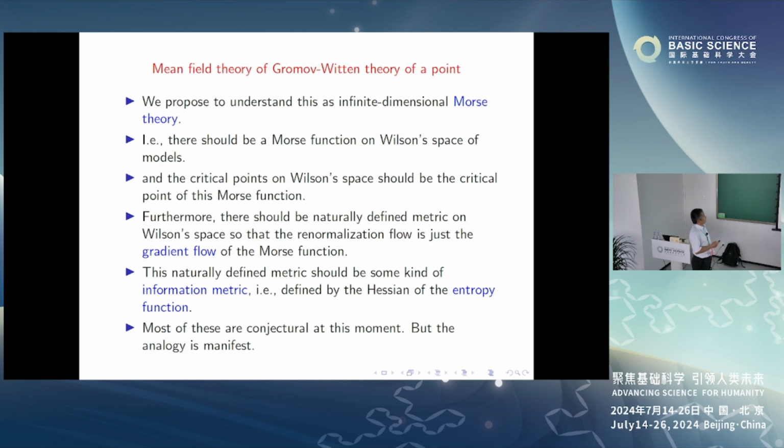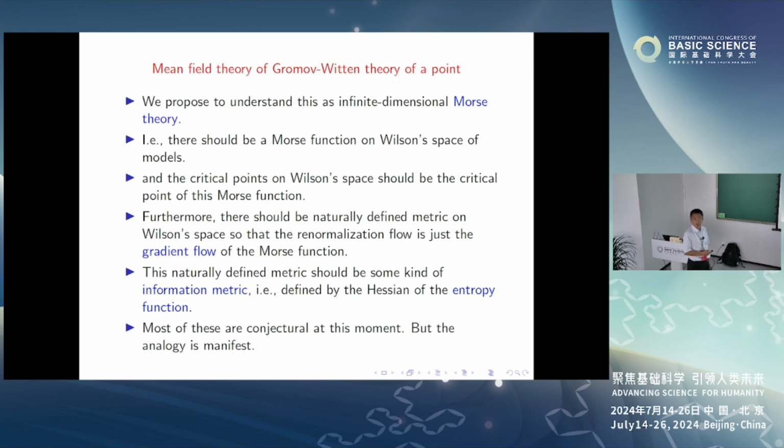So actually, then we can consider the mean field theory of the Gromov-Witten theory of a point. So we propose to understand this as an infinite dimensional Morse theory. So I think that there should be a Morse function on Wilson's space of models. And the critical points of the Wilson space should be just the critical points of this Morse function. And furthermore, there should be some naturally defined metric on Wilson space, so that the renormalization flow is just the gradient flow of the Morse function.